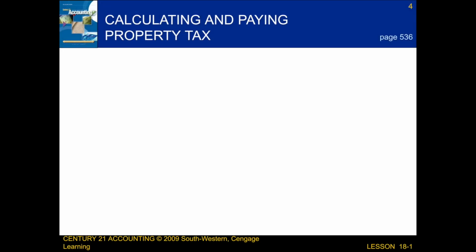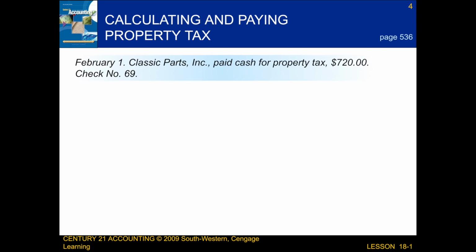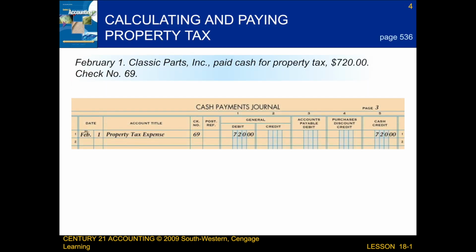Okay, so the last thing that we're going to be talking about in this lesson is calculating and paying property tax. So this transaction reads, on February 1st, Classic Parts Incorporated paid cash for property tax, $720, check number 69. All right. So when we calculate and pay property tax, there are multiple steps that we have to follow in order to complete this process.